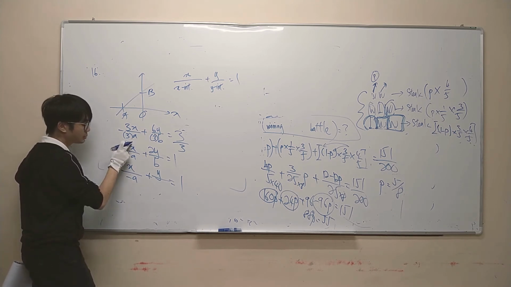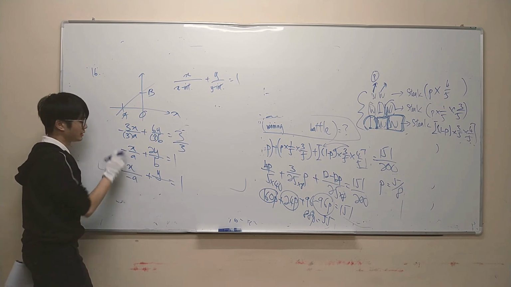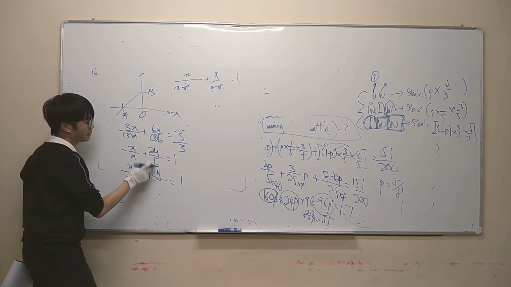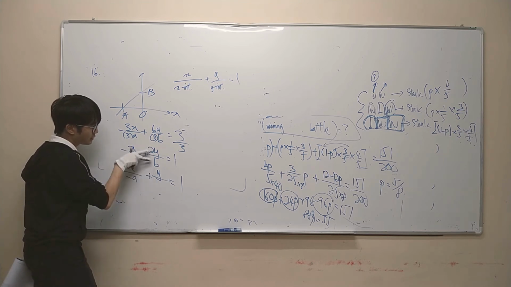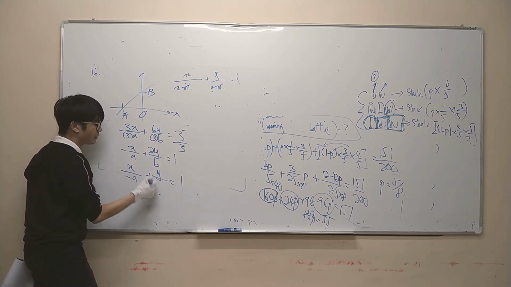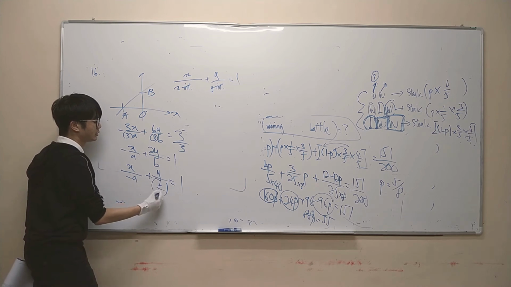Actually you can write it on top or at the bottom, but you don't write both. So you can choose to put it at the bottom. And then what is your y? When you put 2 over b, when you bring it down, it will flip. It will become b over 2.